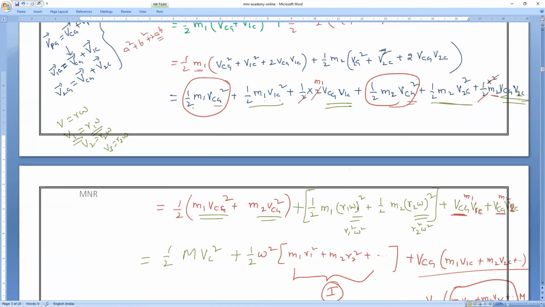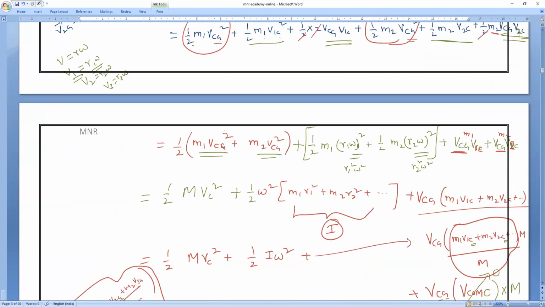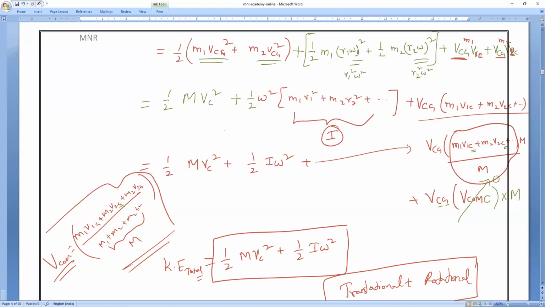Any problem for anybody? You can ask me, or else you complete it fast. Then next evening class we'll study the angular momentum derivation, plus we'll solve the numericals related to kinetic energy, momentum, as well as angular momentum. Okay, so please all of you solve. These derivations are very, very important.